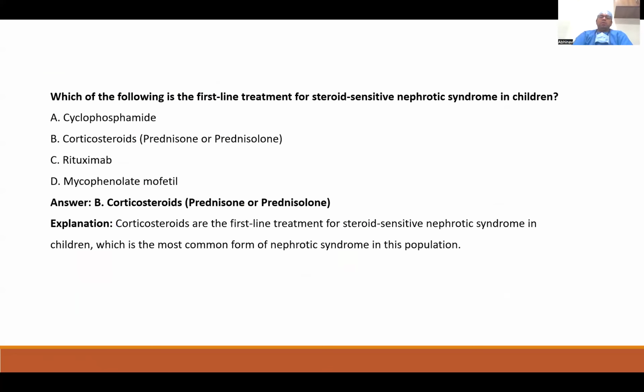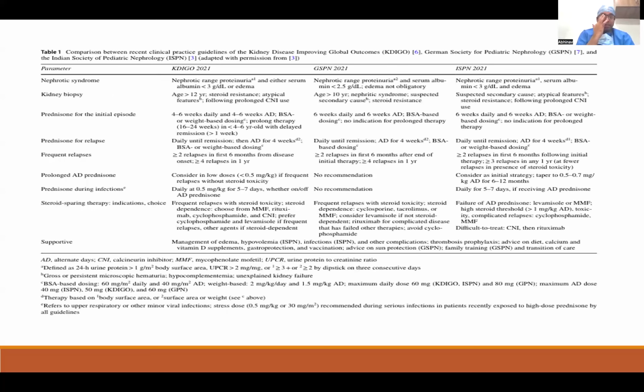Now let's come to the next question. Which of the following is the first line treatment for steroid sensitive nephrotic syndrome in children? This is straightforward, I will not waste much time explaining this. The answer is steroids. This is a very important slide.